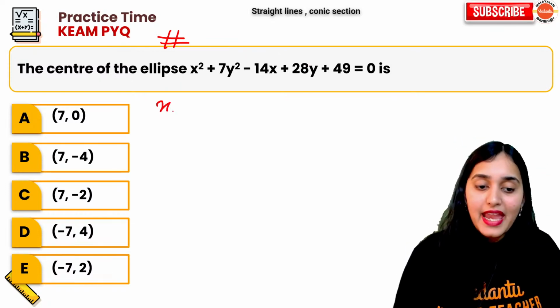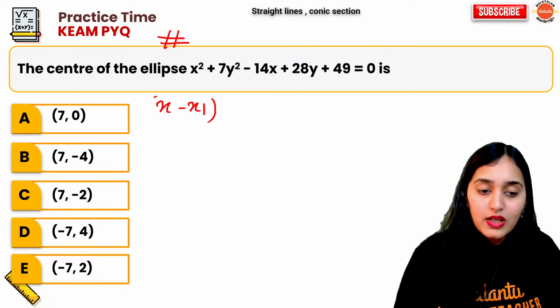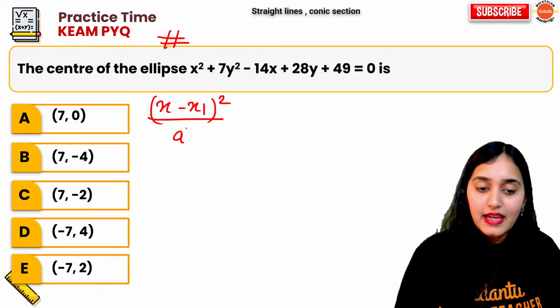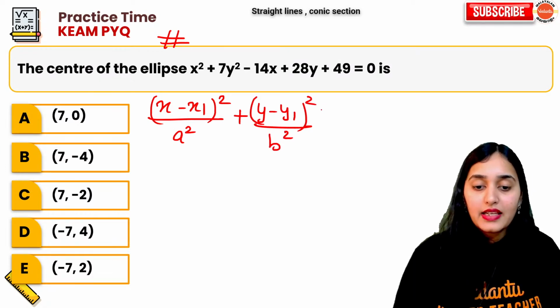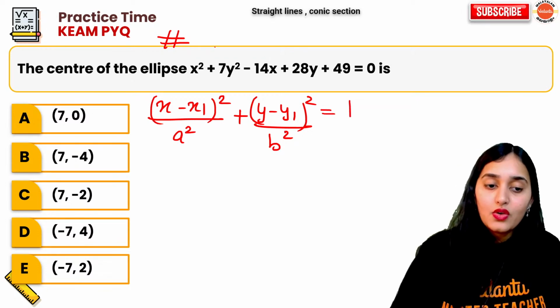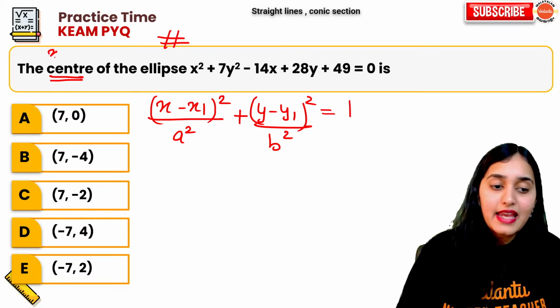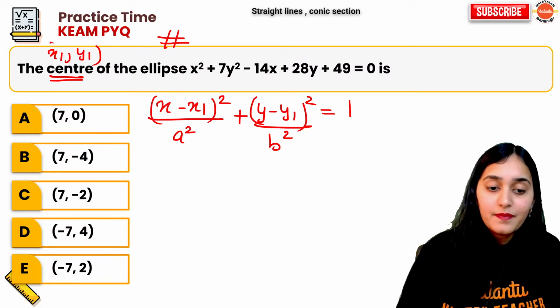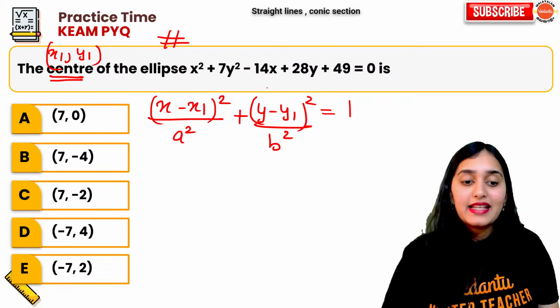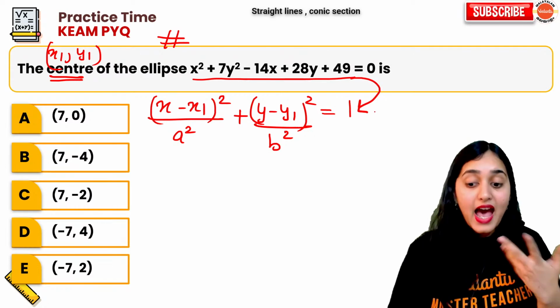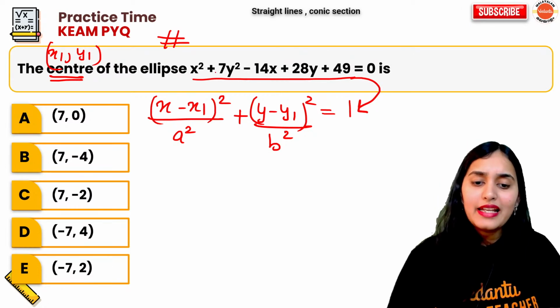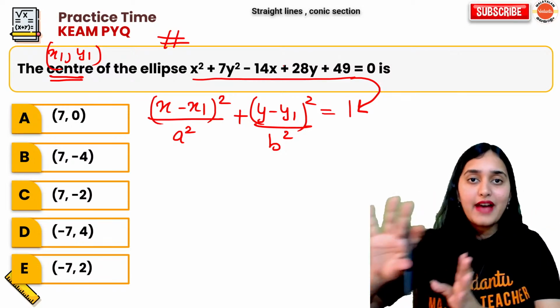The equation is (x minus x1) whole square upon a square plus (y minus y1) whole square upon b square is equal to 1. So, the center of the ellipse is (x1, y1). So, what we can do is convert it into this form. How? See, let's put x and y together.